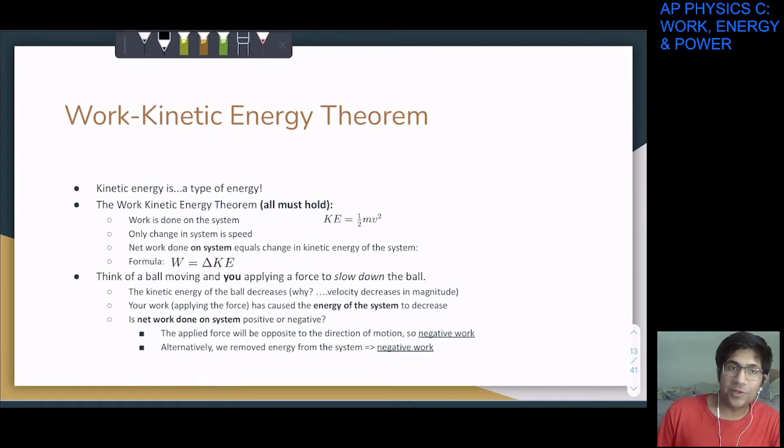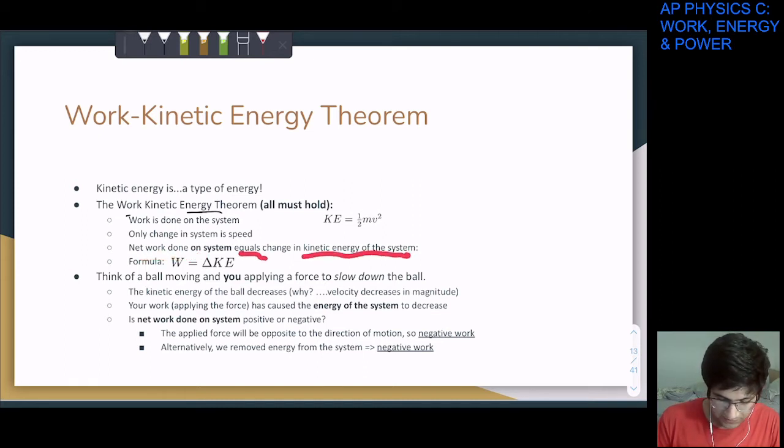Okay, now let's look at the work kinetic energy theorem. Kinetic energy is a type of energy, right? And all these conditions must hold. Kinetic energy, just a reminder, is 1/2 mv squared. The only change must be speed, and the net work done on the system, and this is the key thing, equals the change in kinetic energy of the system. So just to reiterate, for the work kinetic energy theorem, there is only kinetic energy and there's work. We're not considering potential energy at the moment.